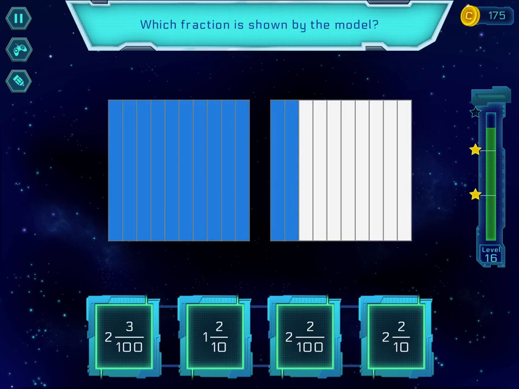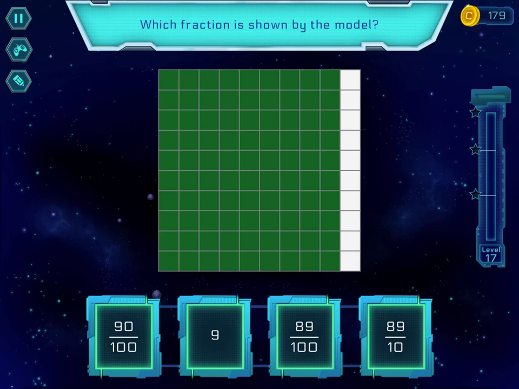Here you're looking at the fraction in this model. It says which fraction is shown by this model. Well, this model, the first thing I need to look at is how is this cake cut into? It's cut into tenths. There's 10/10 plus 2 more makes 12/10. Well, I don't see 12/10 here, so you can look at it as a mixed number. One whole cake and 2/10. So you would choose one whole and 2/10.